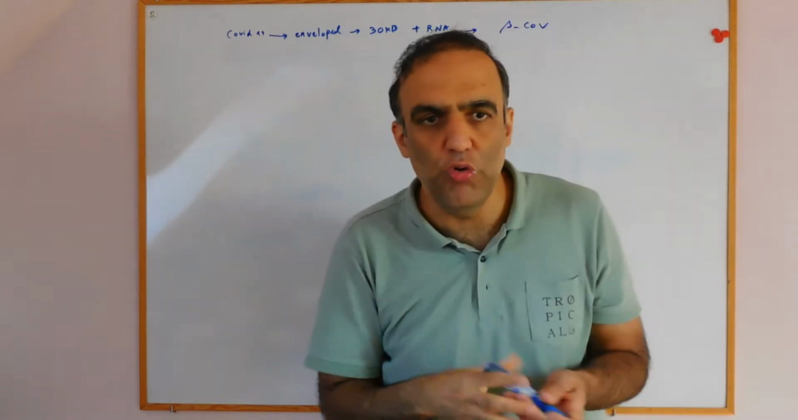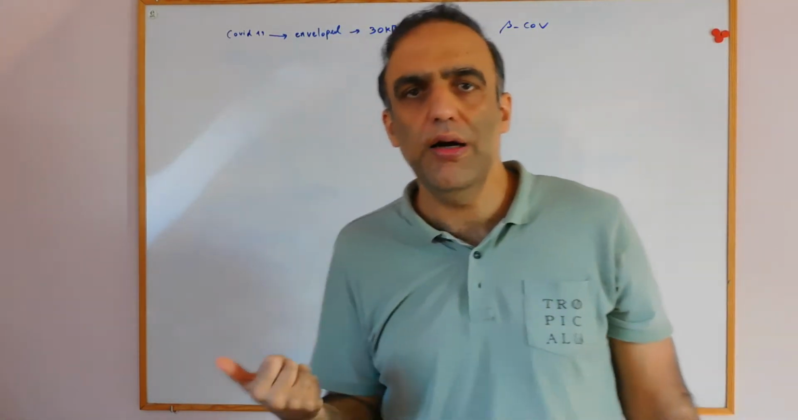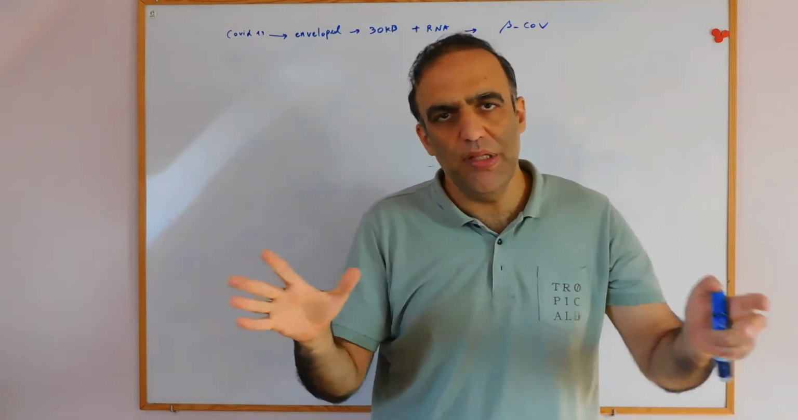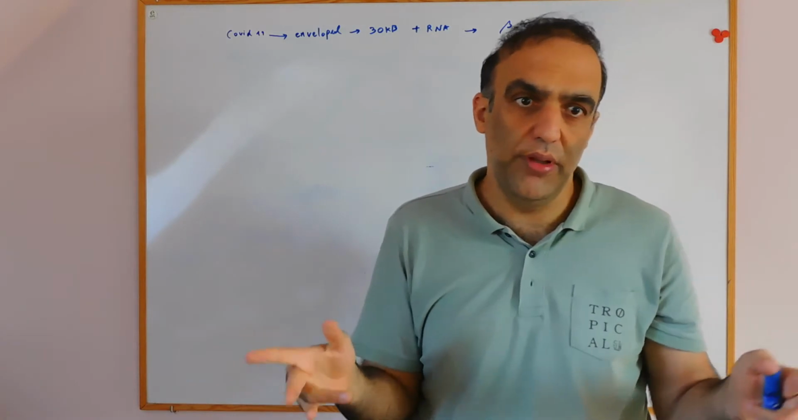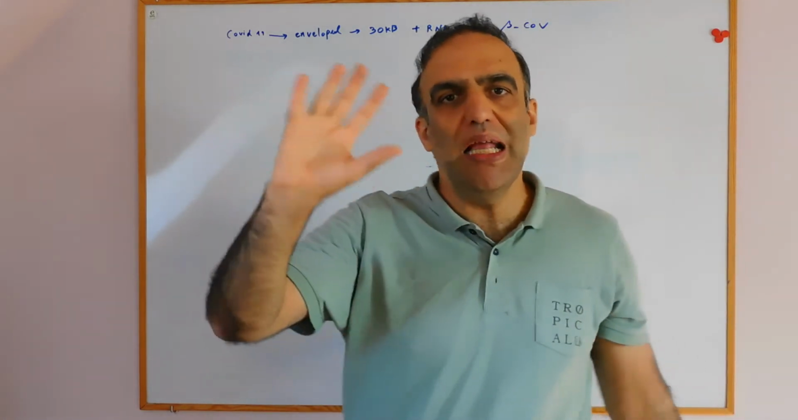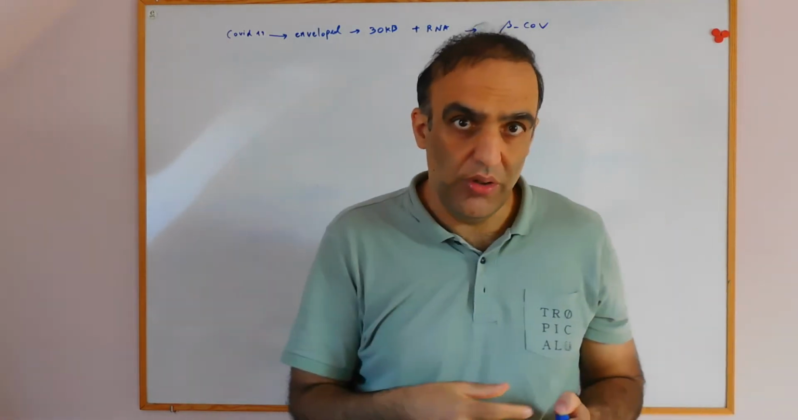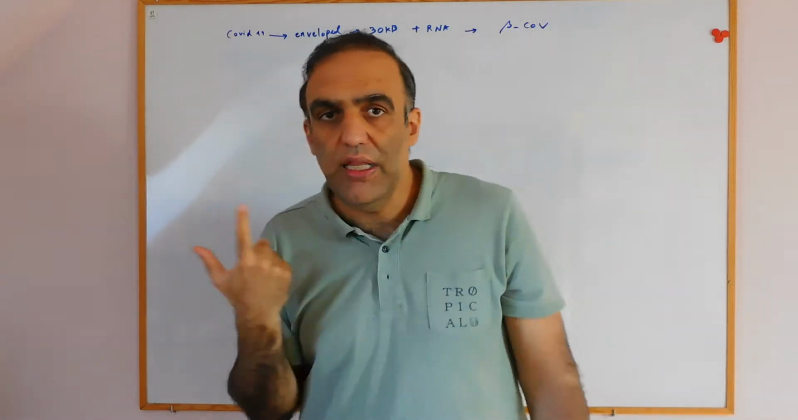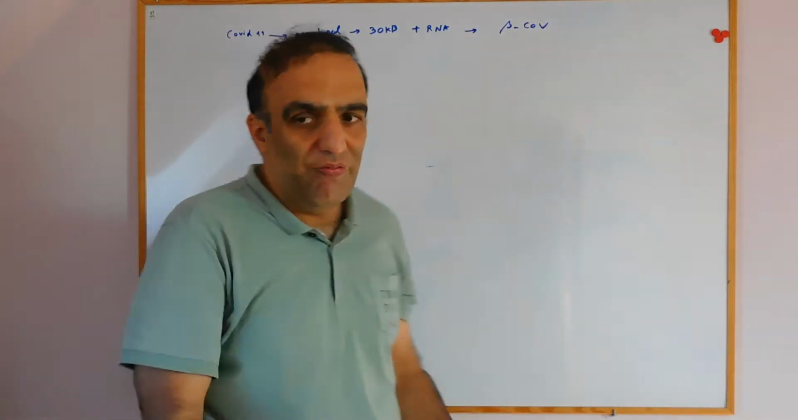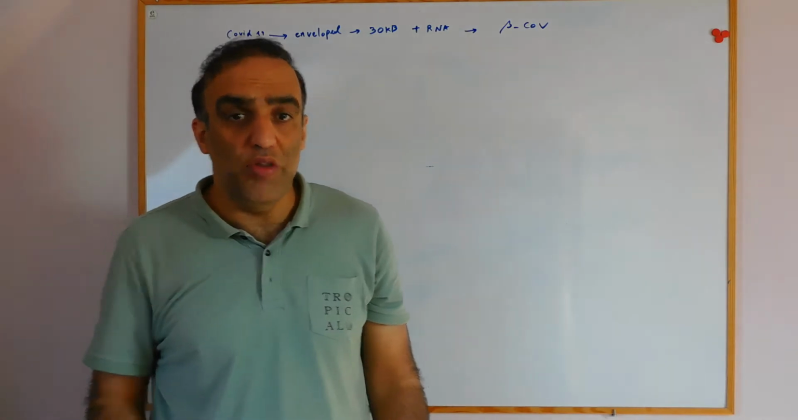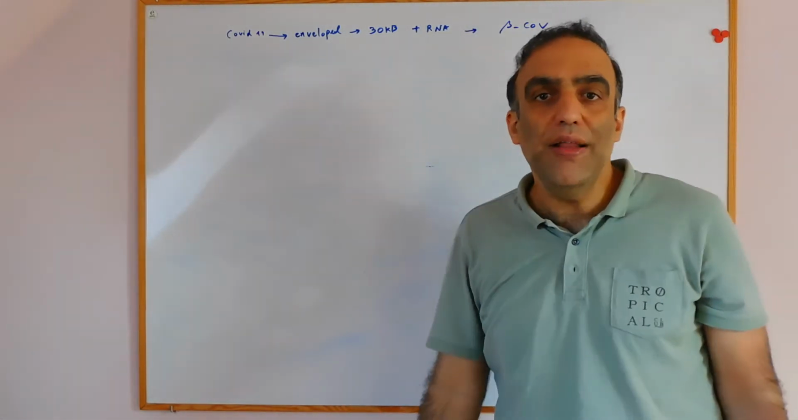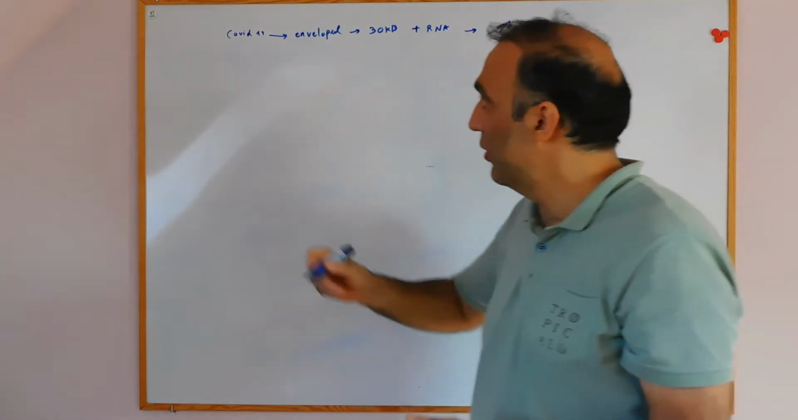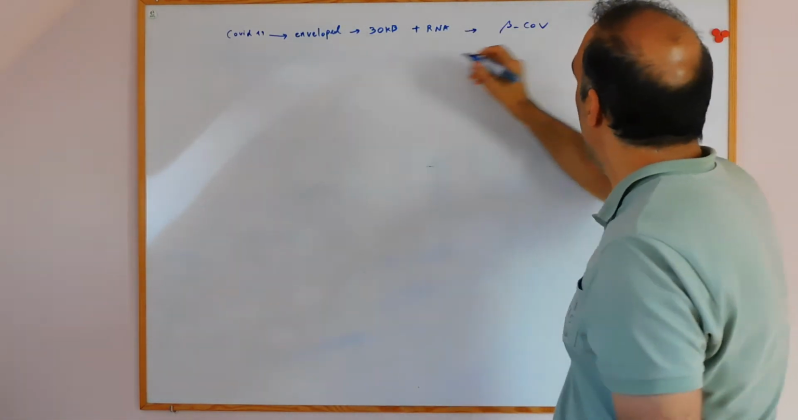Okay, because we have 4 types: alpha, beta, gamma, delta. Beta is mainly in the relation between humans and animals. Okay, but alpha is mainly for animals. Okay, and we will see later why this virus is dangerous and how it works. This virus can bind to the ACE2 receptor. That's the main important thing for us.